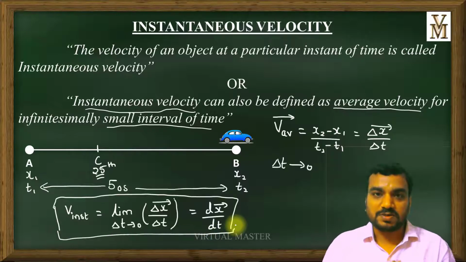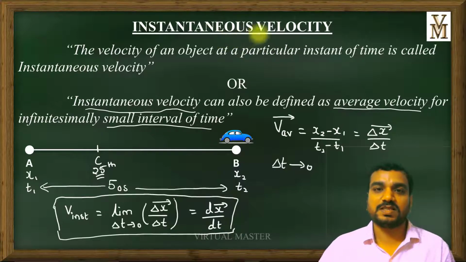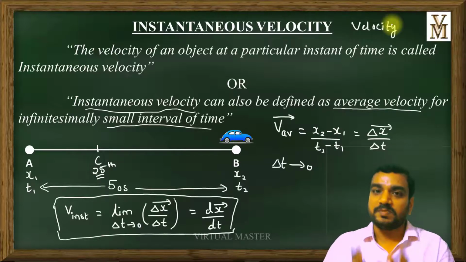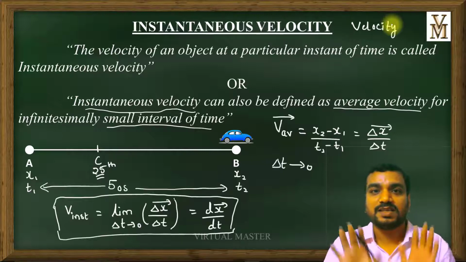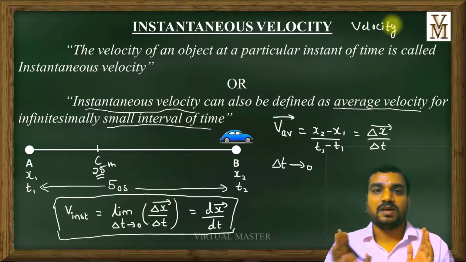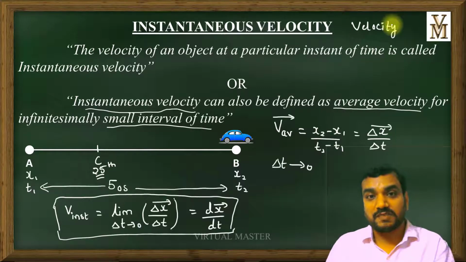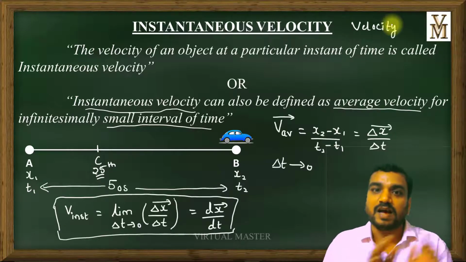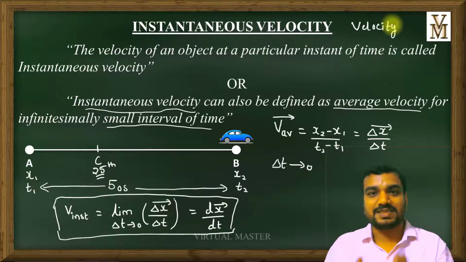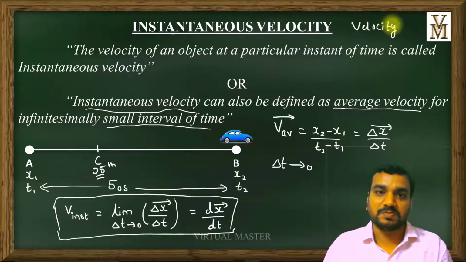I hope everyone has understood average velocity and instantaneous velocity. You have to remember one more thing. Instantaneous velocity is also called just velocity. We will not be using the term instantaneous velocity every time; we will be calling it just velocity. Similarly, instantaneous speed is also called just speed. But in the case of average velocity and average speed, we have to mention average speed and average velocity. Instantaneous velocity and instantaneous speed can be mentioned as just velocity and speed.